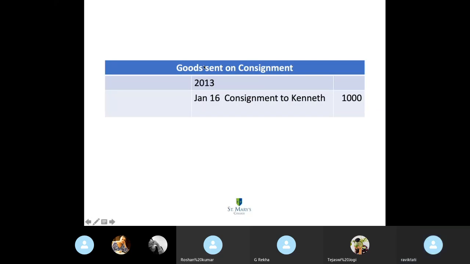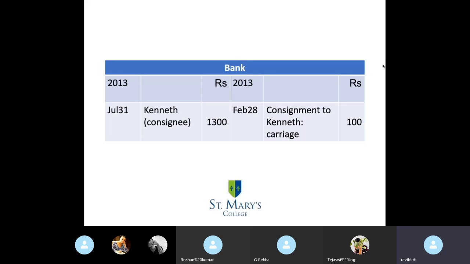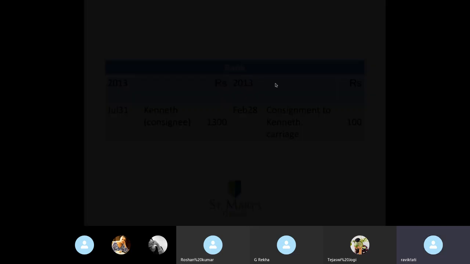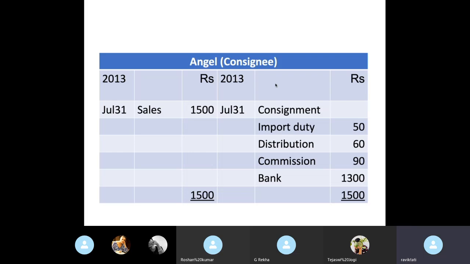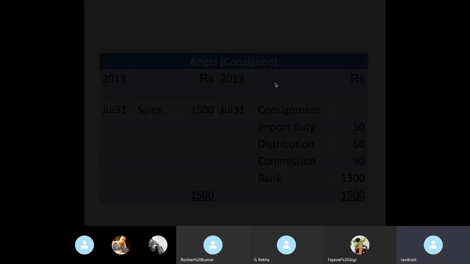There's only one. 10 lakhs, I'm removing 3 zeros, so that we can have it conveniently. Then this, just ignore. Consignee's account, just ignore this.